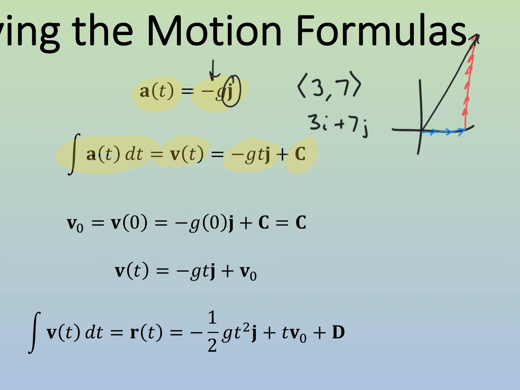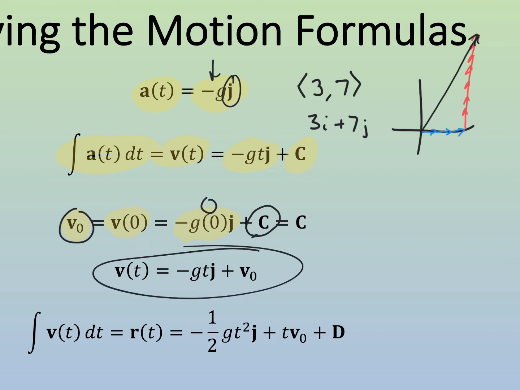Now, what is that plus c? Well, that's going to come from our initial velocity. So if you find our v sub 0, just plug in 0 for t. That negative g times 0j is just 0. Then the plus c just becomes our initial velocity. Well, that's kind of nice. Now we have an equation for our velocity. v of t is the negative gt times j plus our initial velocity, v sub 0.